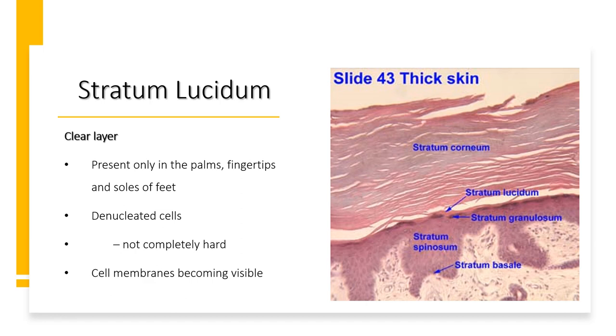The stratum lucidum is the clear layer. If somebody's lucid, they might be clear and see-through. So clear layer is the second layer of the skin. And it is only present on the palms, the fingertips, and the soles of the feet. They are denucleated cells, which means that they don't have any nucleus and they're not really completely hard. This is where the cell membrane starts to become visible in this part of the cell. So stratum lucidum is a clear layer only present in the palms, fingertips, soles of the feet.